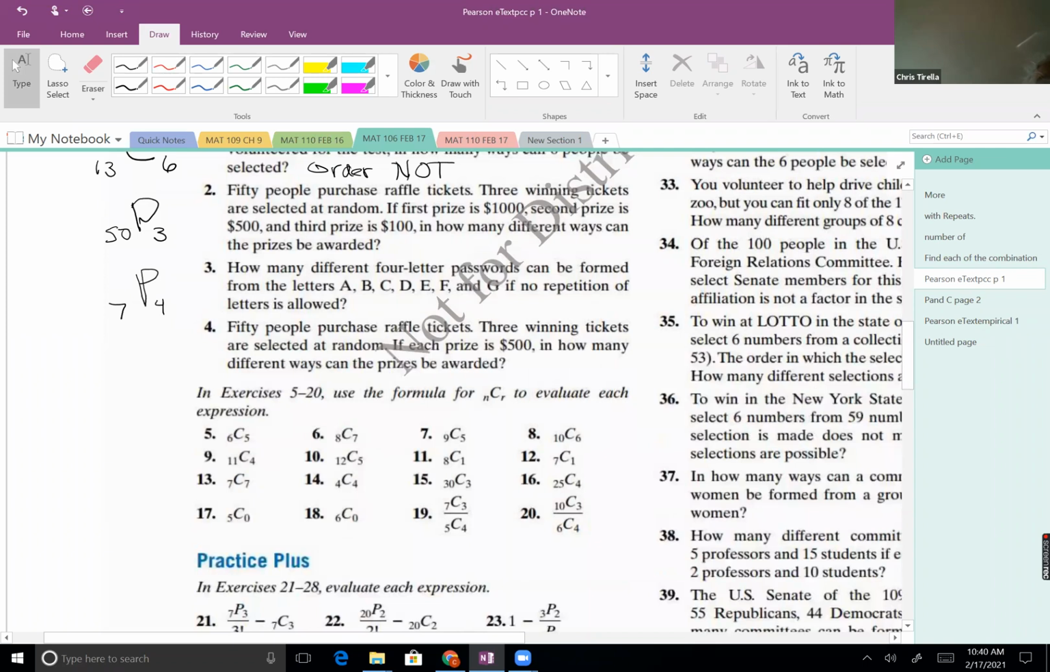And then let's look at number 4. It says 50 people purchase raffle tickets. 3 winning tickets are selected at random. Each has a prize of $500. How many different ways can the prizes be awarded? If the 3 prizes are the same, does it matter to you whether you're first, second, or third? No. So is everybody all right? This would be a combination, 50 combination 3. And so do you see how you have to think about it in deciding whether order matters or not?